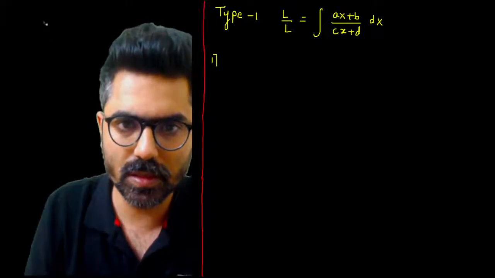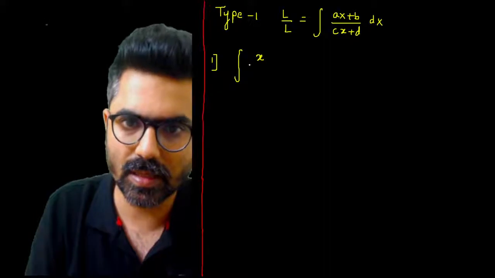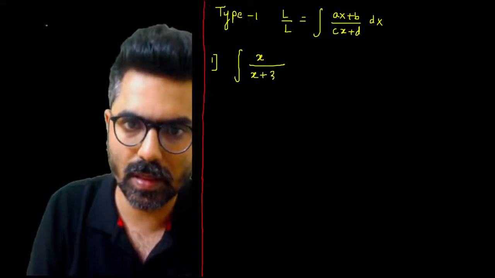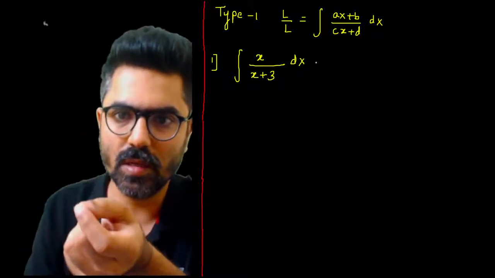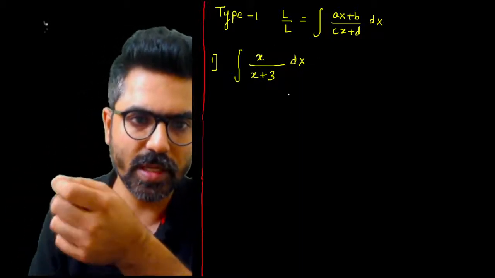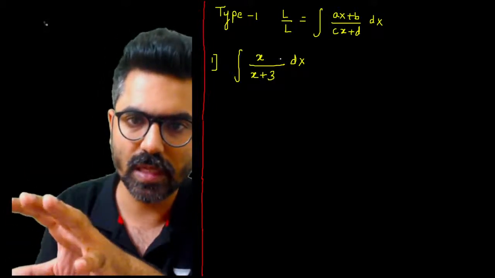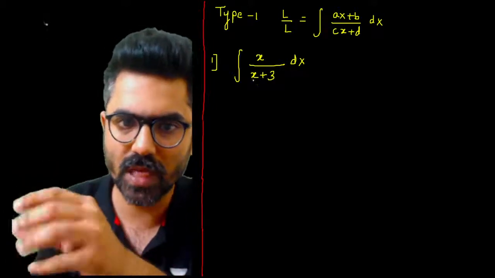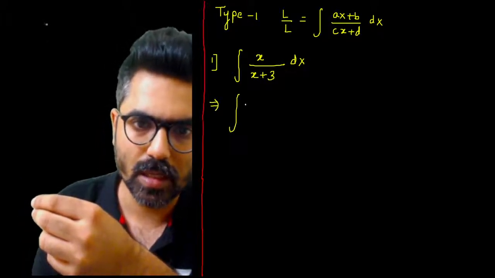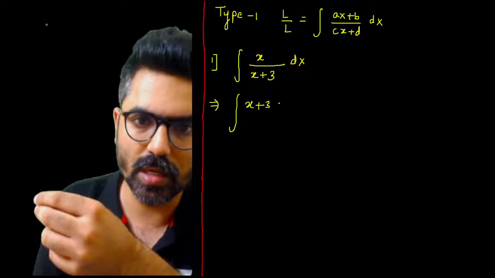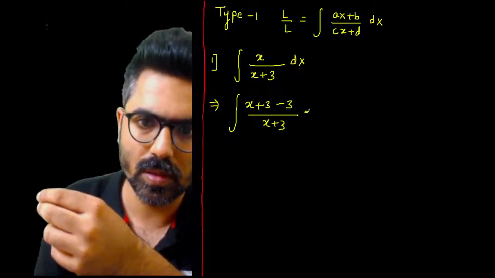Now the first question I'm going to take is the integration of, let's say, x upon x plus 3 dx. This is a little easier concept, as here we don't have a constant in the numerator. The variable x part is also the same. So the common approach is to add 3 in the numerator and subtract 3 to balance it. This is the first step.